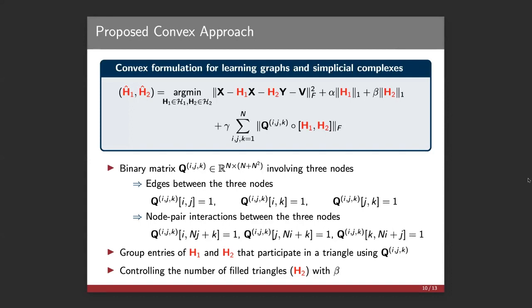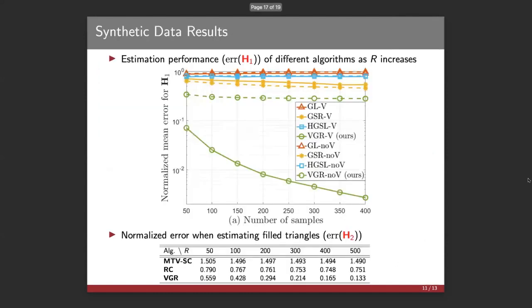So this is our approach, and now I will go to the numerical results. First of all, I will start with some synthetic data. We generated data using the proposed autoregressive graph Volterra model. We compare our algorithm, which is shown in green, with other approaches that I mentioned before. We compare in terms of the normalized error for H1 as we increase the number of samples. This is R, the number of samples we have access to.